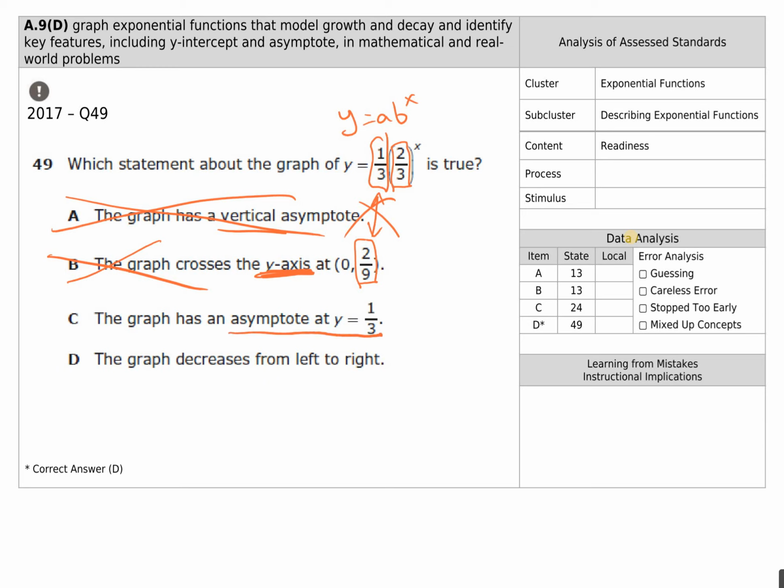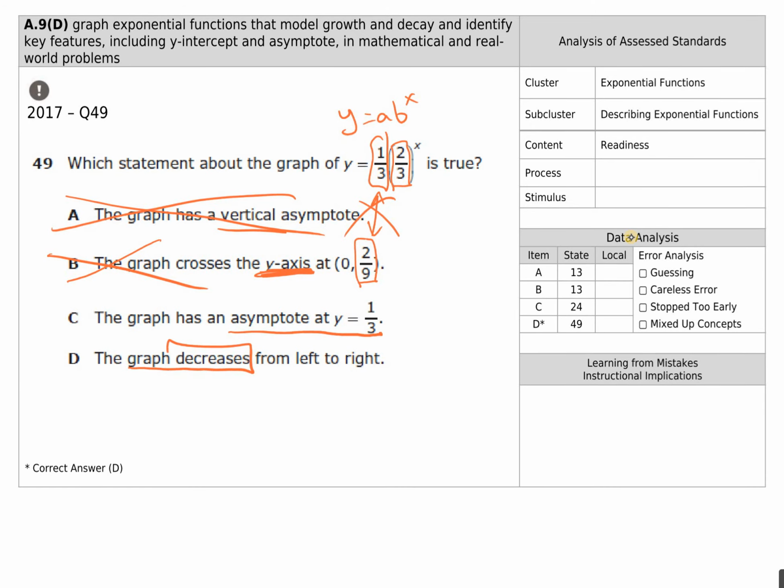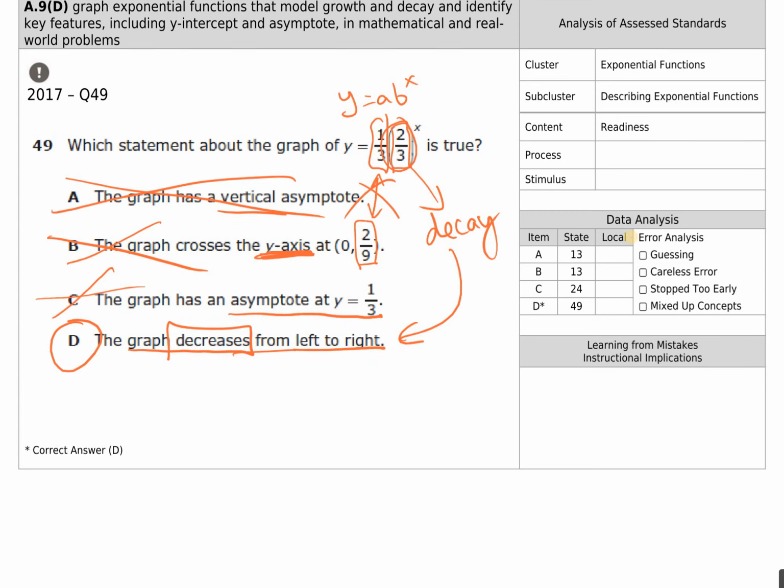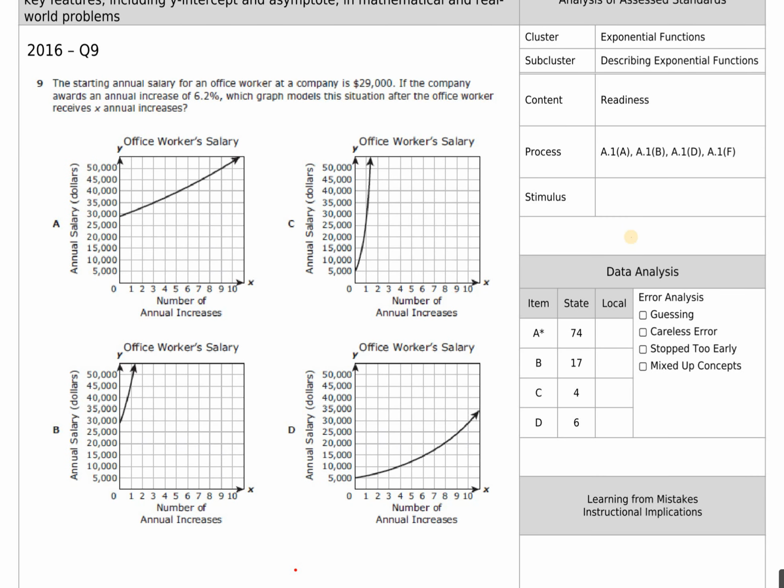The graph has an asymptote at 1/3? Well, we know it should be at 0 for this graph. We could graph it on our calculator and see the graph is decreasing from left to right. We know that's true because this is decay, because it is less than 1, so D is the answer. On to the next question.